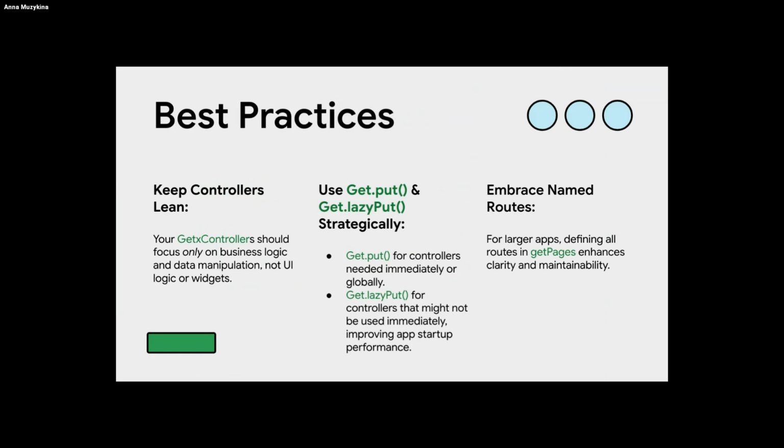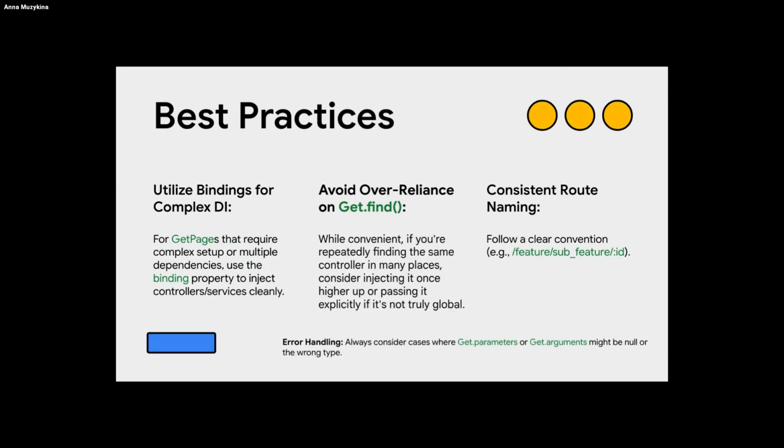Embrace named routes. As your app grows, using GetPages for all your routes provides a single clear overview of your app's navigation structure. Utilize bindings for complex dependency injection. For screens that require multiple controllers or services, GetX bindings allow you to group all the Get.put or Get.lazyPut calls for a specific route, keeping your UI code even cleaner.